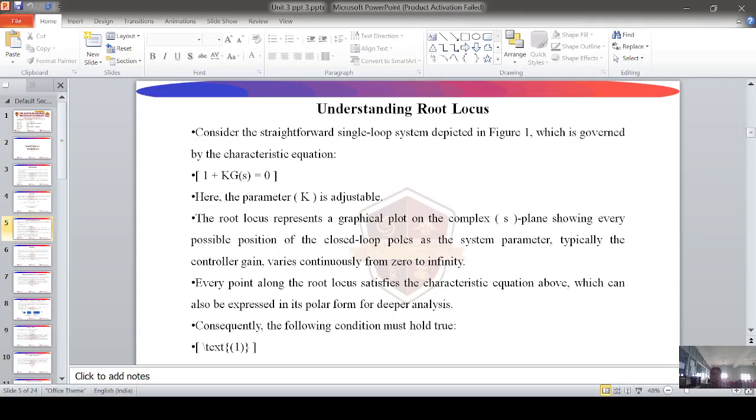Understanding root locus. So, consider the straightforward single loop system depicted in figure 1, which is governed by the characteristic equation 1 plus KG(s) equal to 0. Here the parameter K is adjustable. So the root locus represents a graphical plot on the complex S-plane showing every possible position of the closed loop poles as the system parameter varies. Every point along the root locus satisfies the characteristic equation, which can be expressed in its polar form for deeper analysis.